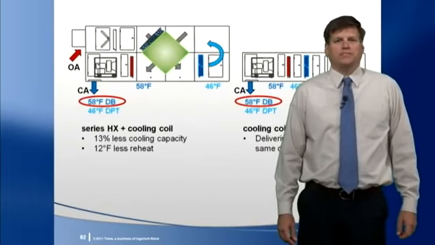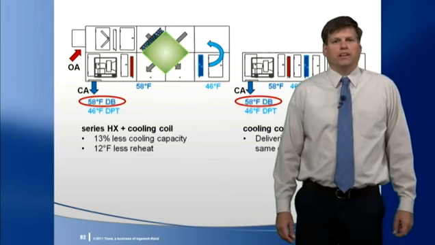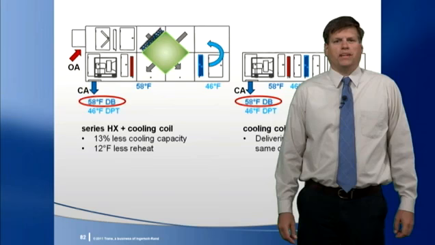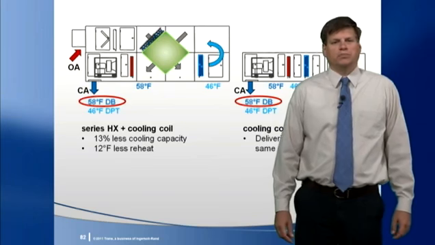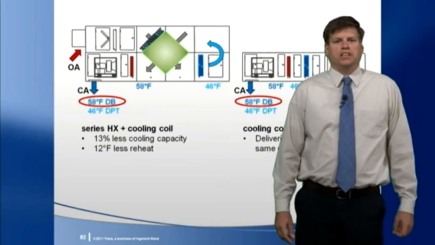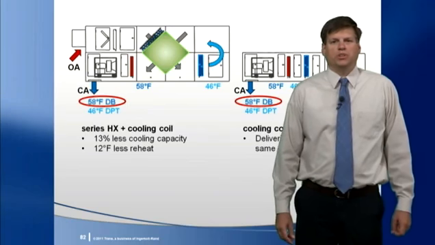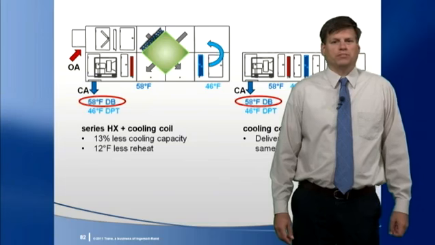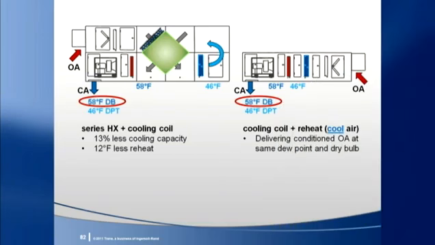In my example with the series sensible exchanger, I mentioned that pre-cooling the air, the heat exchanger reduced the design cooling capacity of the dedicated outdoor air unit by 13%. That was compared to dehumidifying the air to 46 degrees with a cooling coil alone, without any energy recovery. If both systems are required to reheat the air, to 58 degrees in this case, then this savings will reduce the installed cooling capacity for the overall system. For this example, 10,000 CFM unit reduces the required capacity by 11 tons versus a cool reheat system delivering air at the exact same conditions.